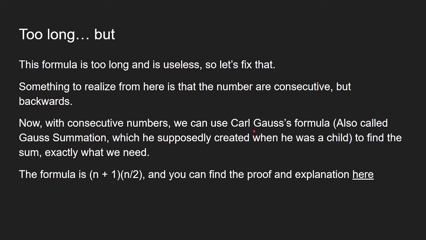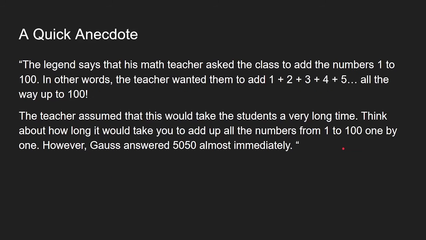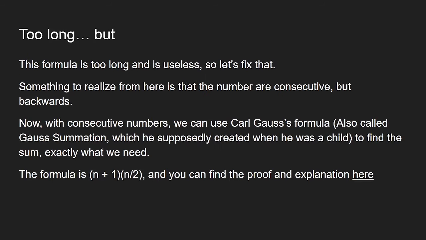But in any case, we can just move that formula around. And now with consecutive numbers, we can use Carl Gauss's formula, the famous mathematician, also called Gauss summation, which he supposedly created when he was a child. And a quick anecdote here that I copy-pasted. The legend says that his math teacher asked the class to add the numbers 1 to 100. In other words, the teacher wanted them to add 1, 2, 3, 4, 5, all the way up to 100. The teacher assumed that this would take the students a very long time, but Gauss answered 5050 almost immediately, which is insane, because even with the formula, I wouldn't be able to say it for like 1 or 2 minutes. I'm not very smart.